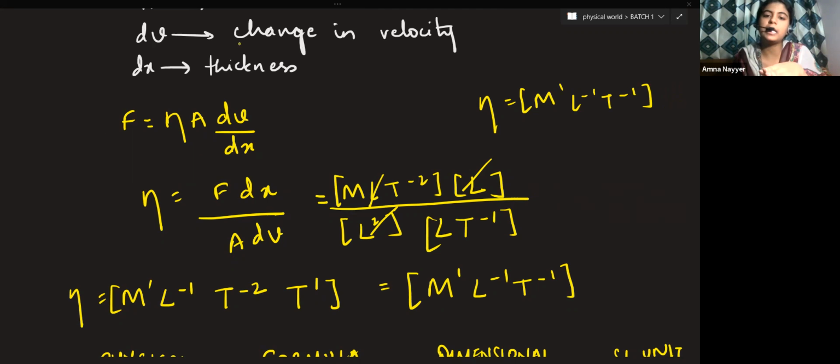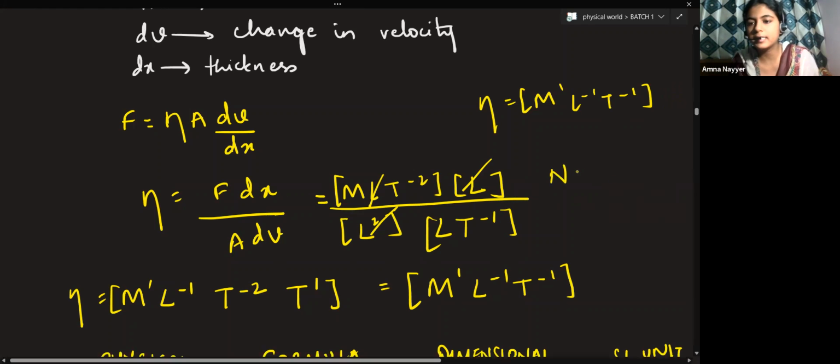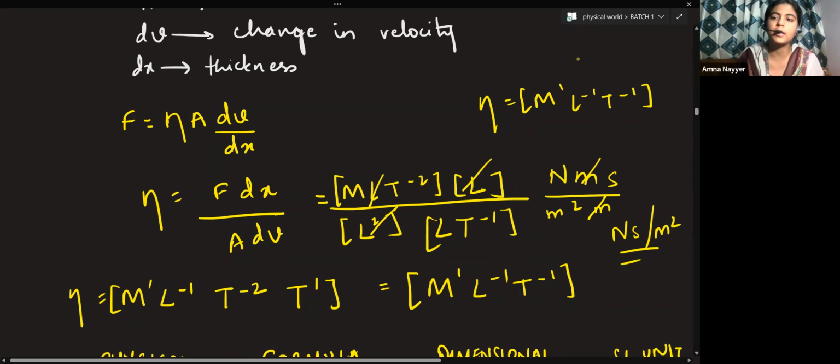Force multiplied by length divided by area by velocity. So write all the SI units of these. For force, it is Newton. For distance, it is meter. For area, it is meter square. For velocity, it is meter per second. So meter gets cancelled. It becomes Newton second per meter square. So this will be the SI unit of it.